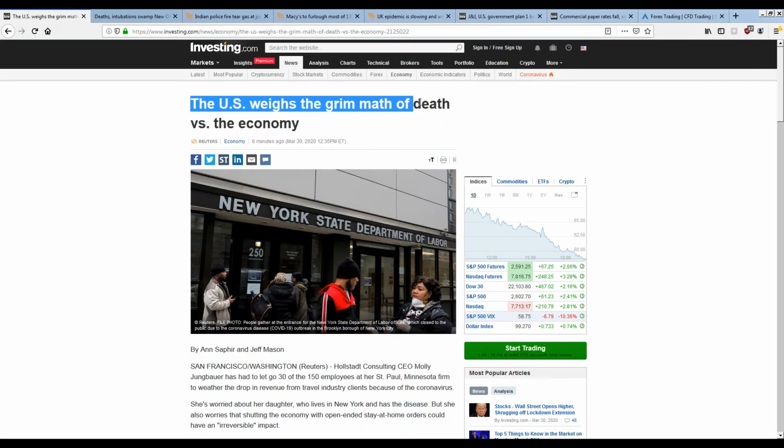This headline: the US weighs the grim math of death versus the economy. They're talking about the fact that Trump in the US wanted to open the economy up, have people going back to jobs and everything else by Easter, which is only a couple weeks away. But today he came out and said, okay, maybe by the end of next month. We're shooting for the end of next month, he says.